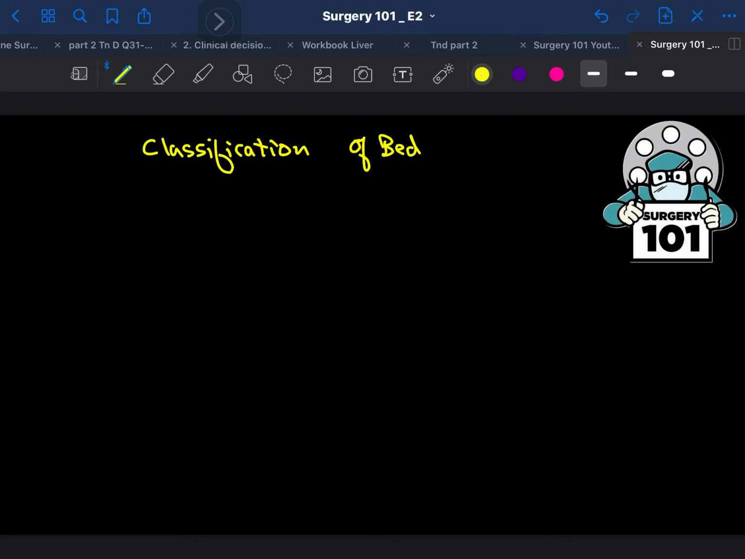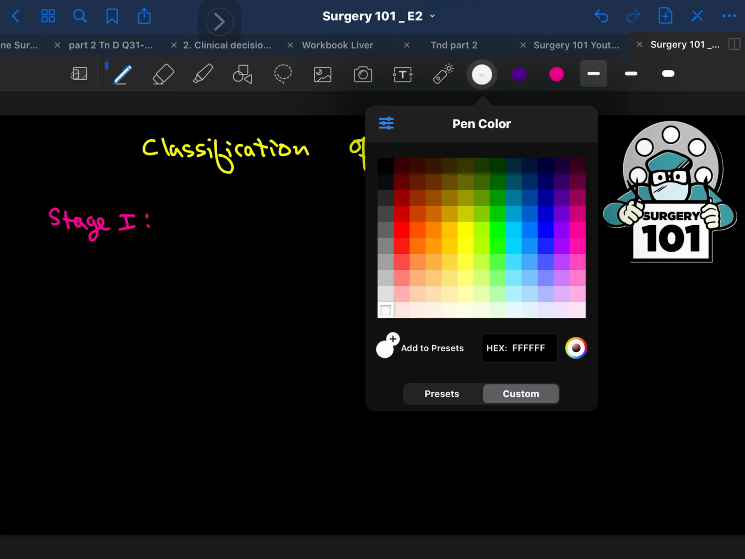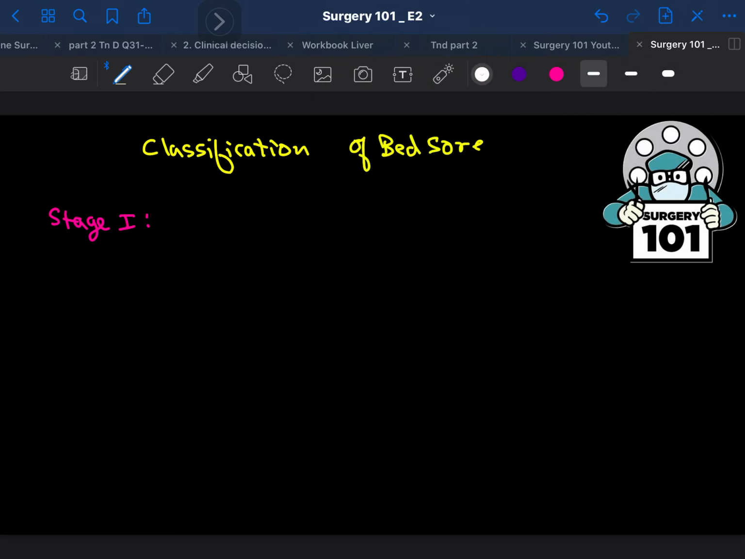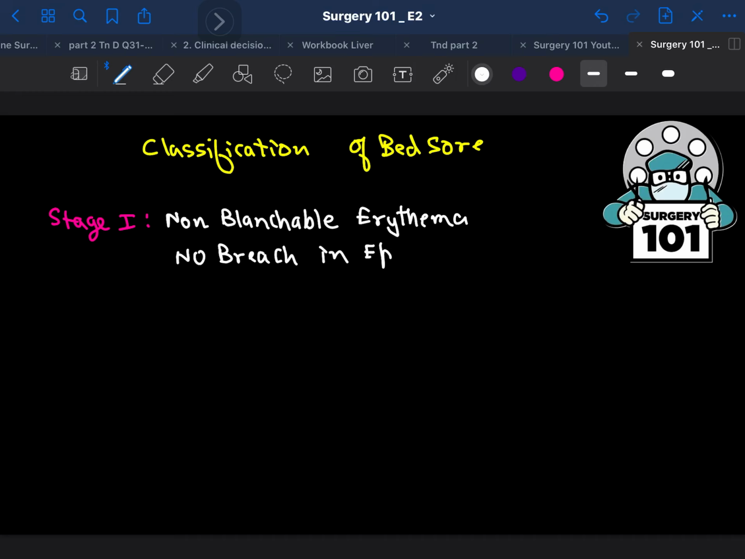Now, let us talk about the classification of the bed sore. To begin with, we have stage 1. In stage 1, we have a non-blanchable palpable erythema, but there is no breach in the epidermis. This is your stage 1.